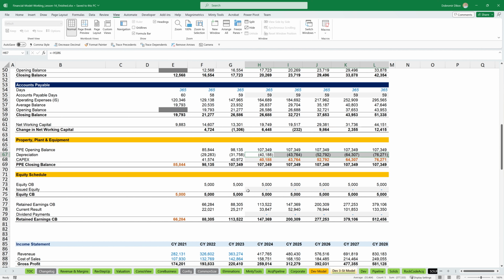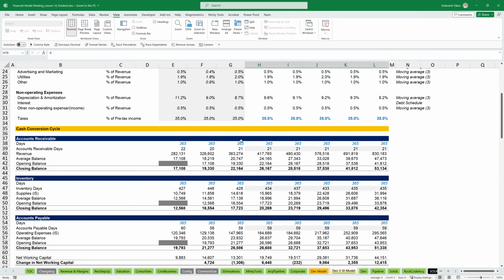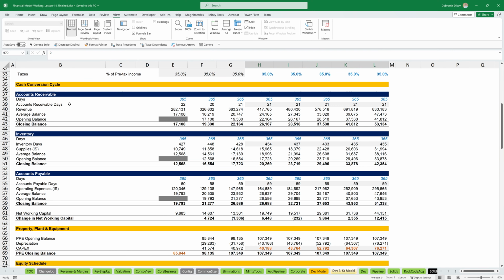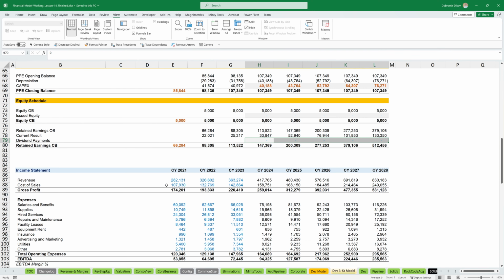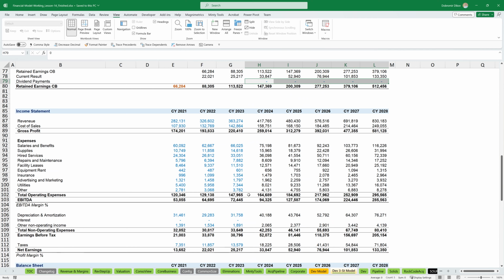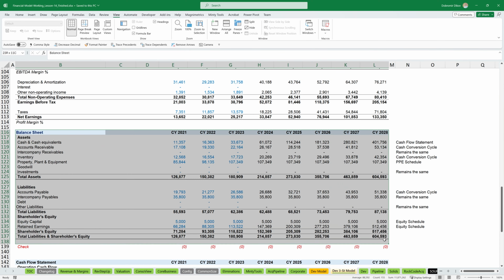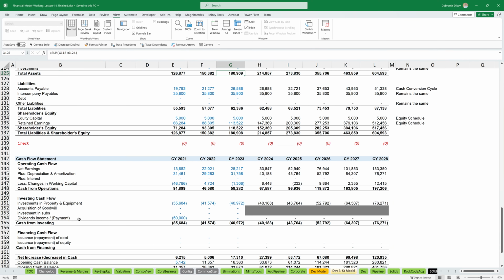And you see, I'm not issuing any equity. I'm not paying any dividends. So it's a really, really simple model. But just by adding those few things, most importantly, the cash conversion cycle, we can go ahead and, apart from our income statement, also build our balance sheets down here and our cash flow statement.